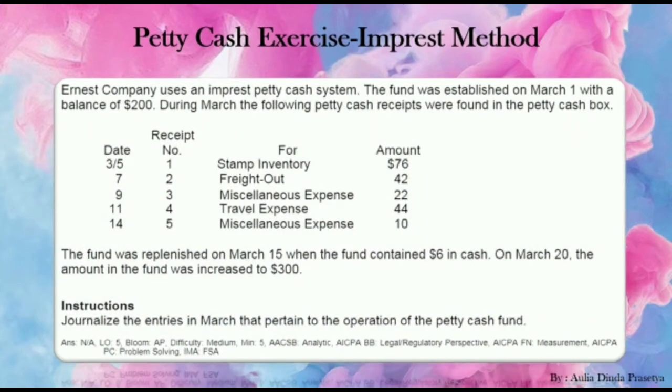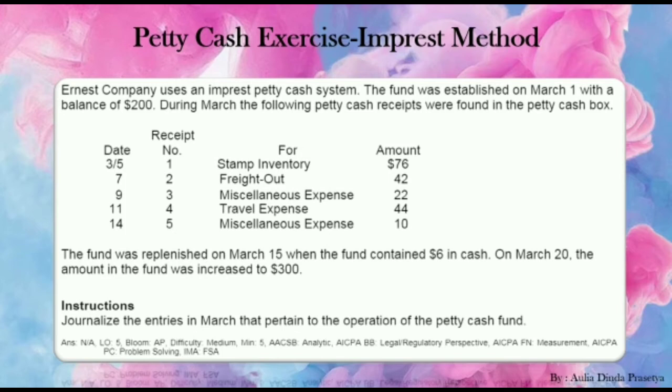Alright, I have a petty cash exercise for both impress method and fluctuating method. Ernest Company uses an impress petty cash system. The fund was established on March 1 with a balance of $200. During March, the following petty cash receipts were found in the petty cash box. So, there are 5 transactions recorded in March.